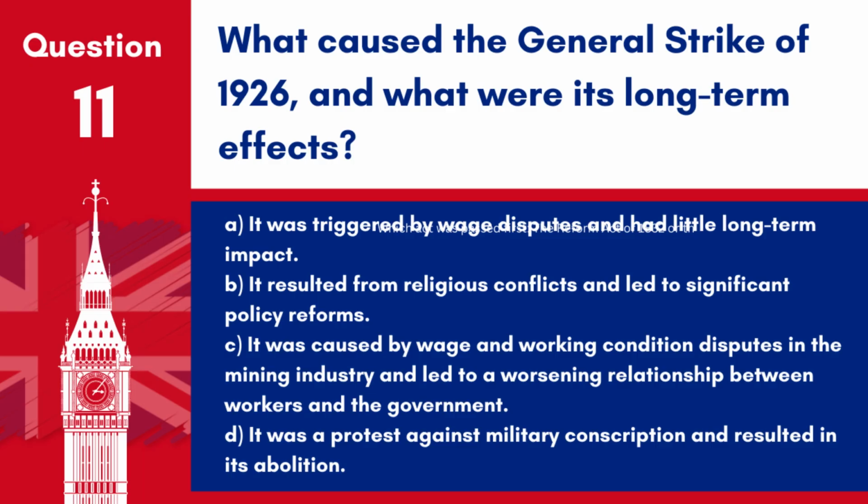Question 11. What caused the general strike of 1926, and what were its long-term effects? A. It was triggered by wage disputes and had little long-term impact. B. It resulted from religious conflicts and led to significant policy reforms. C. It was caused by wage and working condition disputes in the mining industry and led to a worsening relationship between workers and the government. D. It was a protest against military conscription and resulted in its abolition.